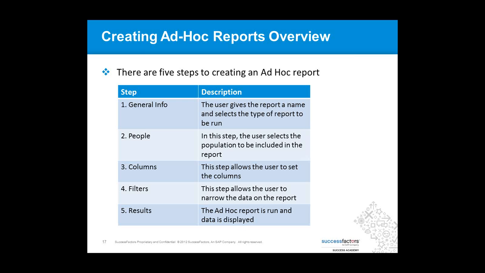So you have various things which you can use to create ad hoc reports. Basically, 5 steps are very important, like general information. Here you give the report name and select the type of report to be run, then people, who are the people included in the report, and then columns are the various options you will select for running the report, and filters again. If you want to narrow down the data in the report, you can do that through filters, and you can run the report and the data is displayed.